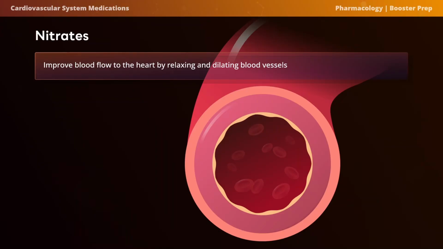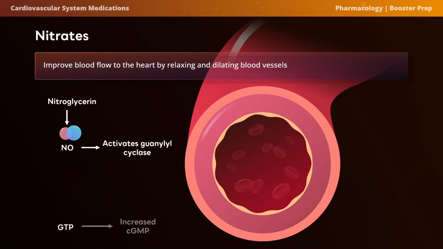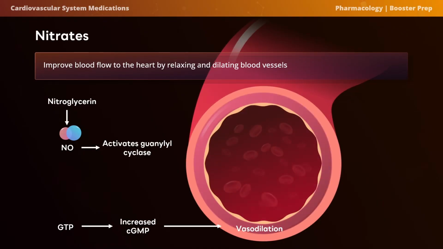Now let's switch gears and have a talk about nitrates. Nitrates are medications that help improve blood flow to the heart by relaxing and dilating blood vessels. One such nitrate medication is nitroglycerin, which is converted to nitric oxide and stimulates guanylyl cyclase. This increases the conversion of GTP to cyclic GMP, which then relaxes vascular smooth muscle and causes vasodilation, improving blood flow to the heart.